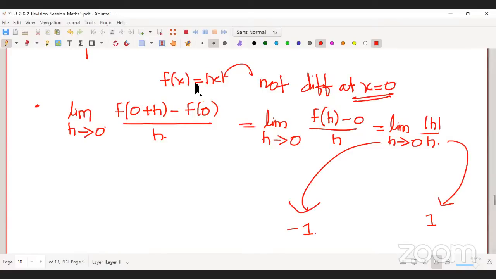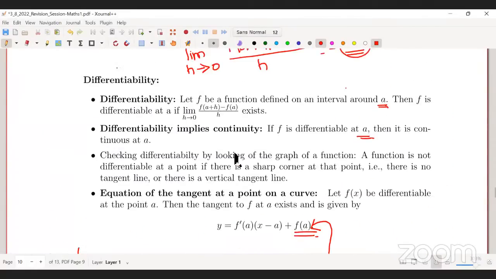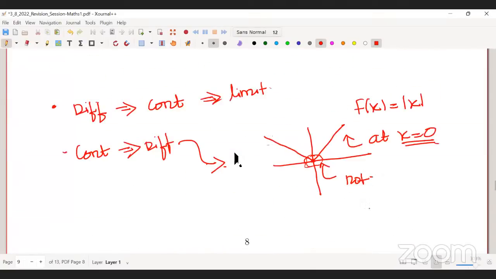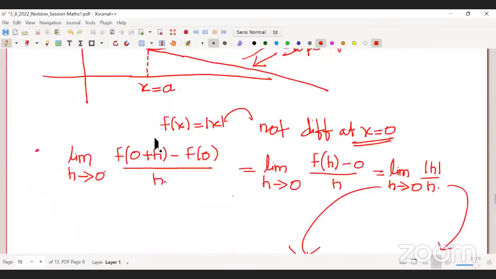Sir, one point. Can you please go a little up, just above, to the definitions? So the second definition, this should be striped out, right? Which one? It means continuity does not imply it is differentiable. Correct. That's why I gave this example here. Okay, correct. Thank you.